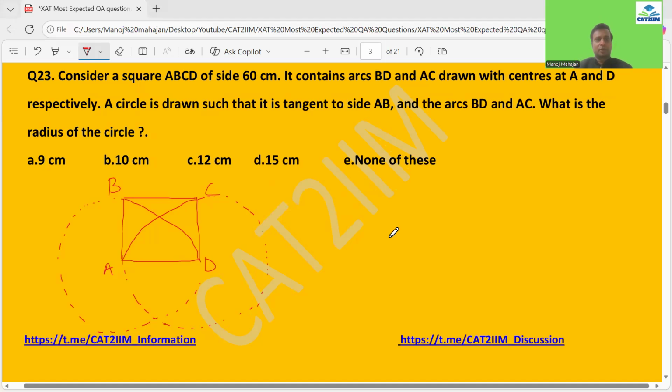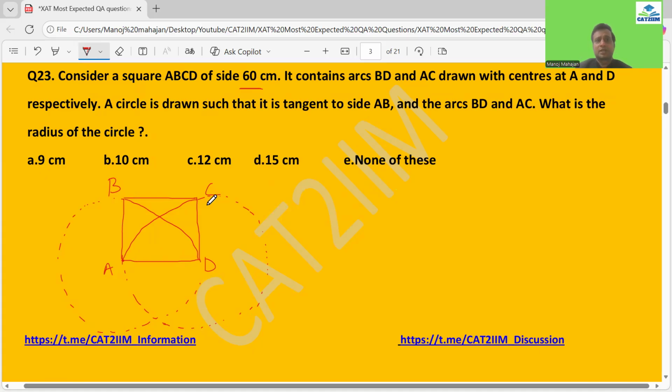So what is given in the problem is you have a square ABCD of side 60 centimeters, and with the center at A, you have drawn an arc BD. If you want to complete a circle, I have just drawn the dotted portion over here. So this could be the circle with the center as A. Similarly, the other circle I can draw with center at D, and the arc is AC.